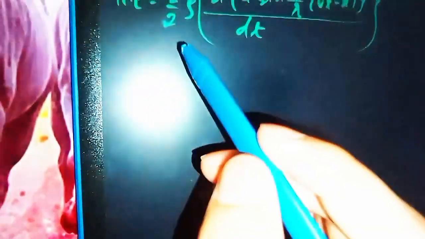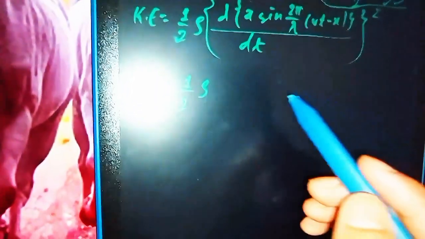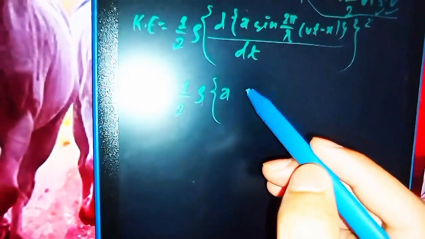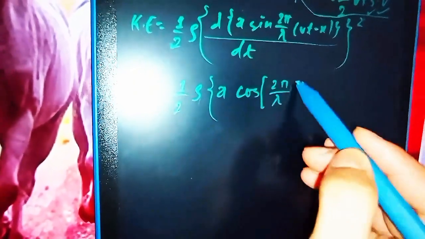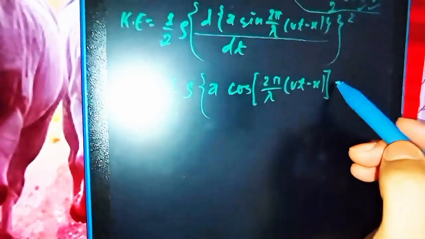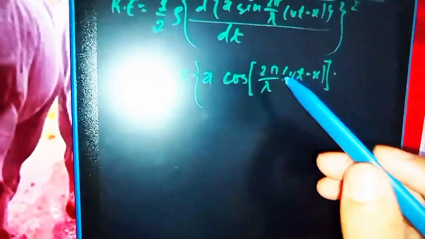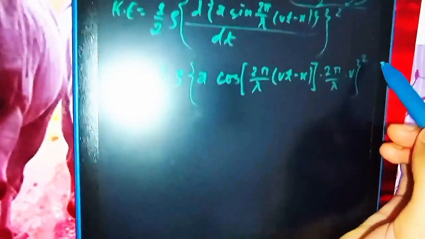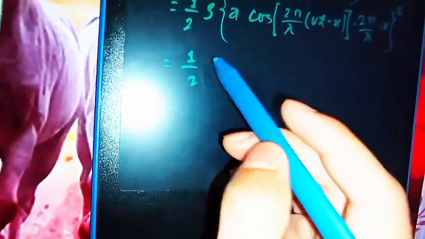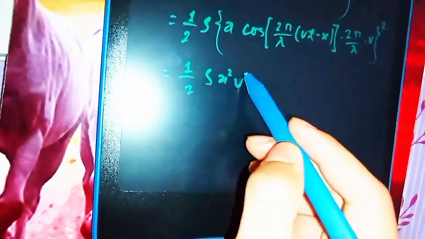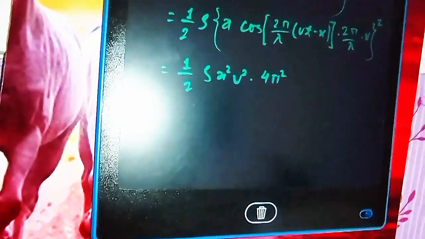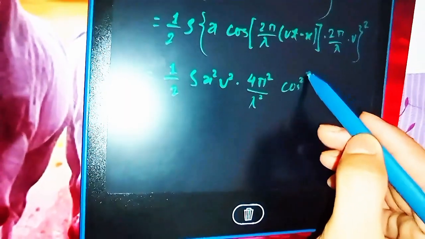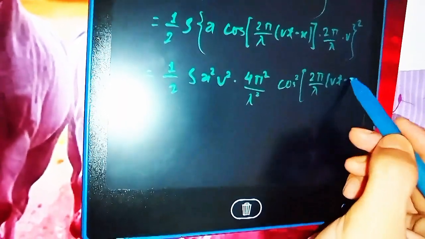So this will be 1/2, rho is rho, and when we do the derivative with respect to t, we get a, and the derivative of sine is cos, so cos(2π/λ)(vt − x). Then by chain rule, the derivative of the argument with respect to t gives 2π/λ into v, and this is squared. So we get 1/2 rho a², from here v² into 4π² by λ², cos²(2π/λ)(vt − x).